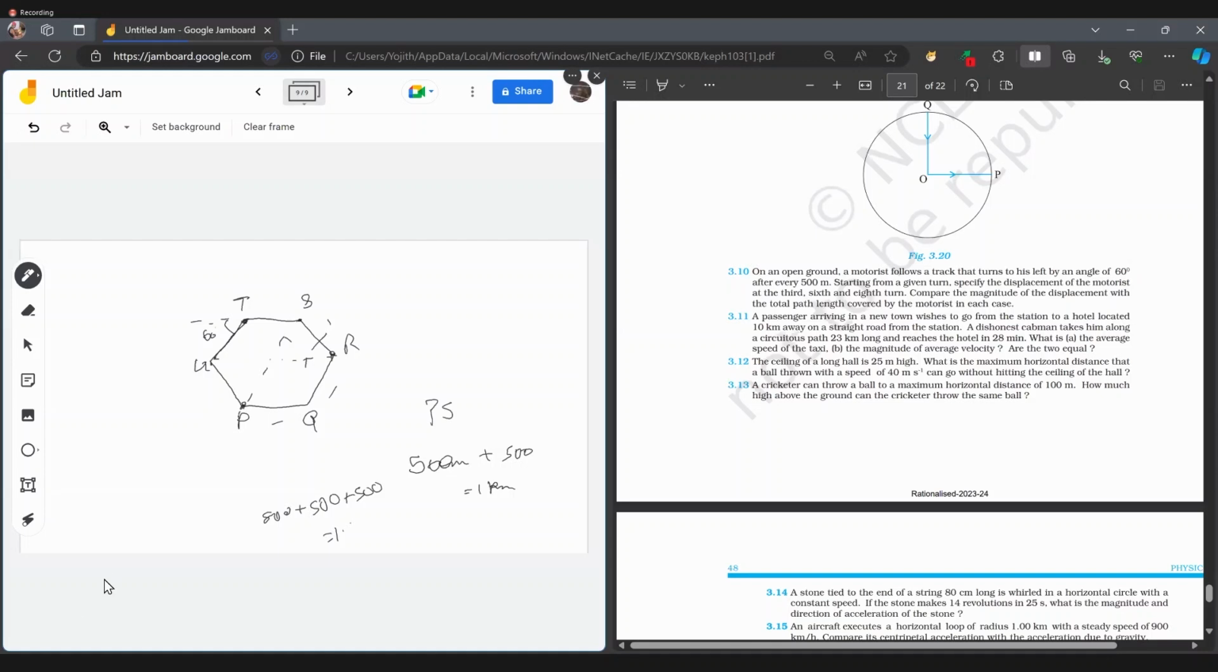Okay. Now the motorist takes the sixth turn at point P, which is the starting point. Okay. By then the displacement becomes 0. But what is the total path length? We are getting 6 turns, so it will be 3 kilometers. Okay.